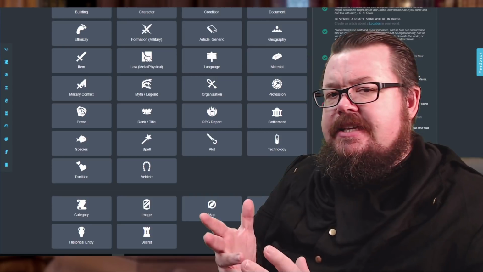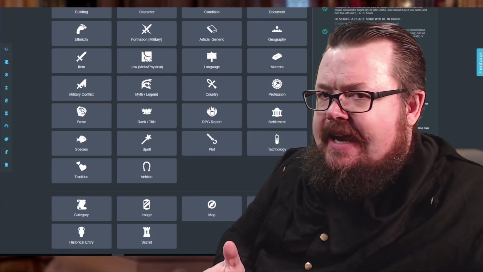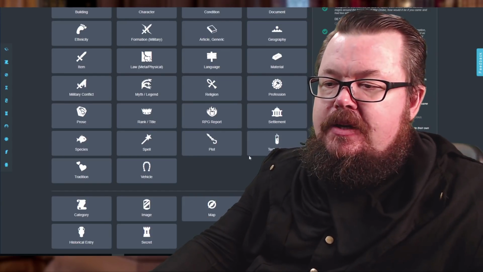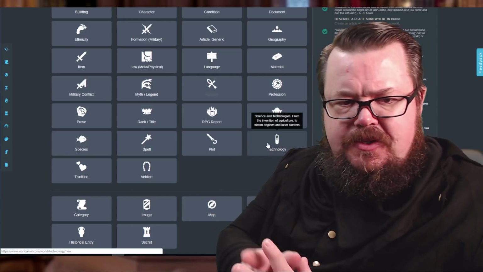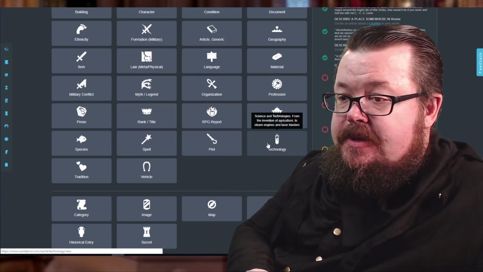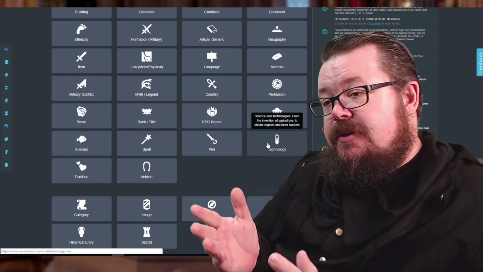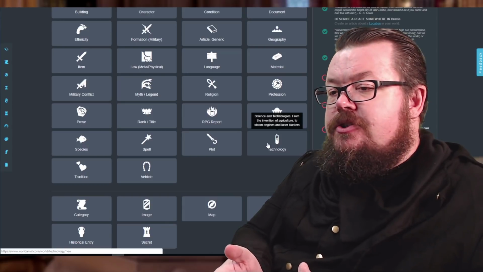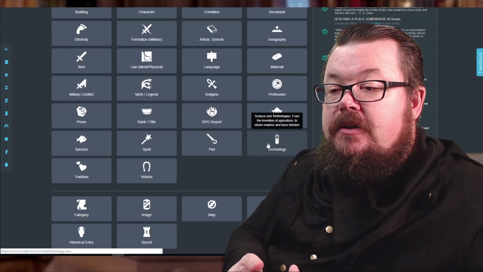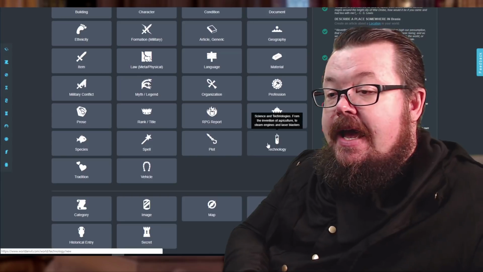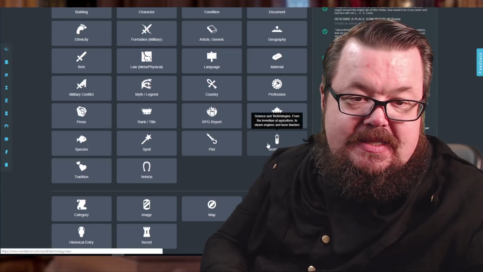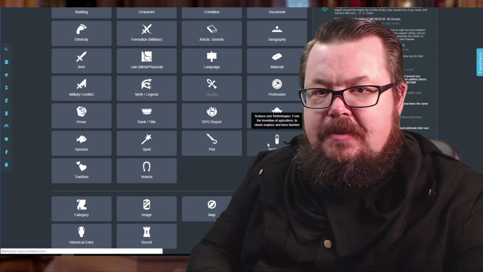Today we're looking at the interesting category of technology. Now, you might not think technology is important to your setting, but it certainly can be. Technology, of course, as the template here is saying, is science and technologies from the invention of agriculture to steam engines and laser blasters. Well, who doesn't love a good laser blaster?